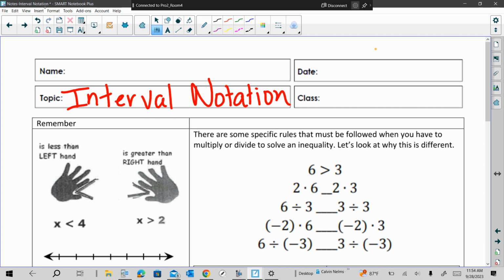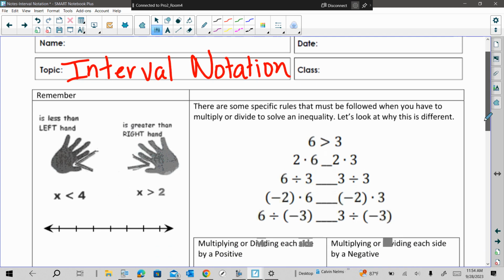Alright, guys, we're going to learn a little bit about interval notations today. We're going to review some facts that we used in the previous unit. So we use interval notations with inequality symbols. This left hand is just a symbol to help you remember. I can make an L on my left hand, and I can change that L into the less than symbol.